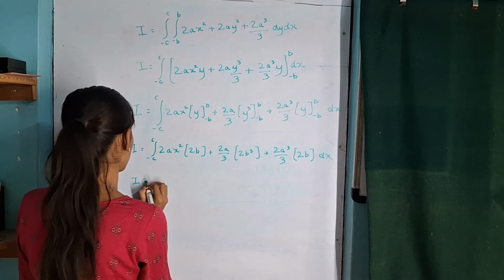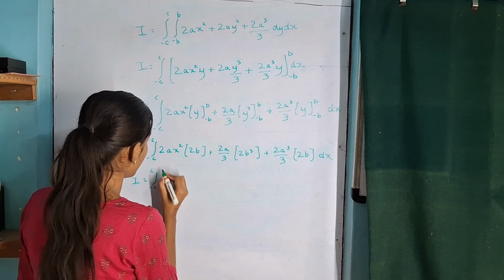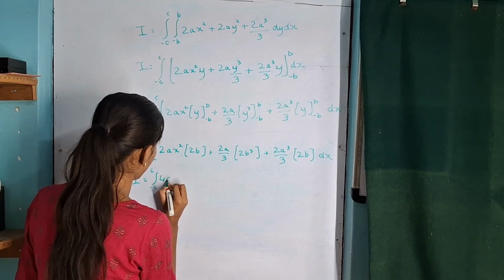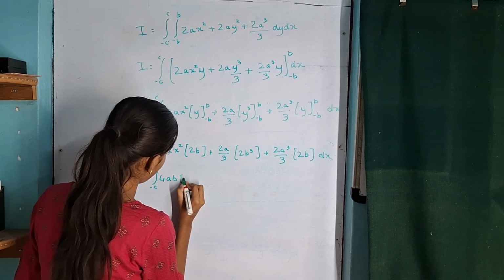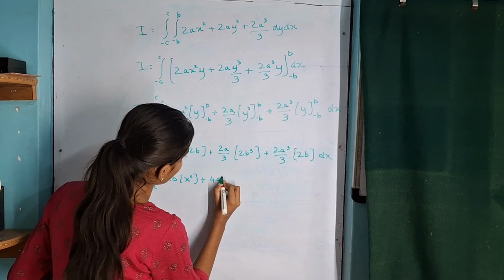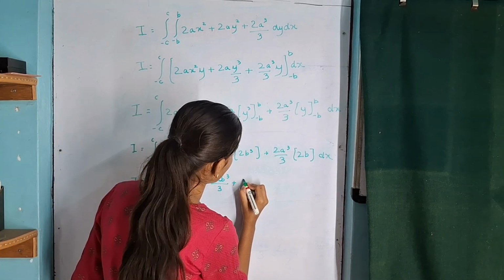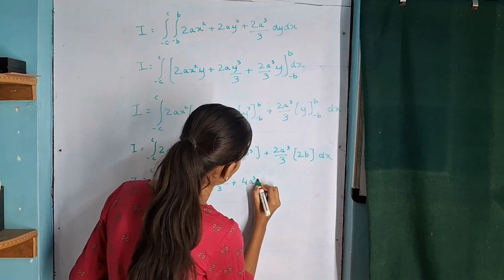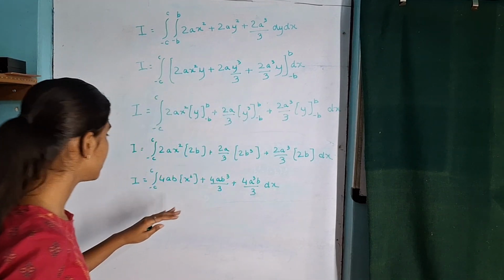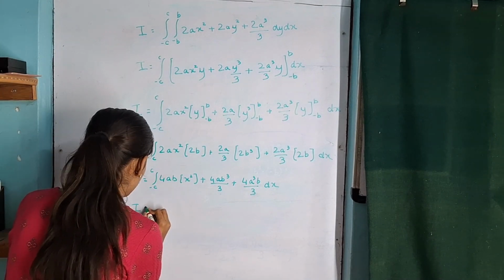Next you are going to solve it for x. Before solving it for x, we will just simplify this. When you simplify this, 2 into this thing, you are going to get 4ab x² plus 4ab cube by 3 plus 4a cube b by 3 dx. Now we will integrate this. Integrate this with respect to x.